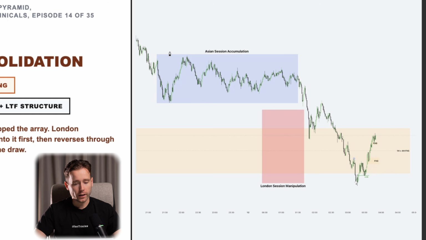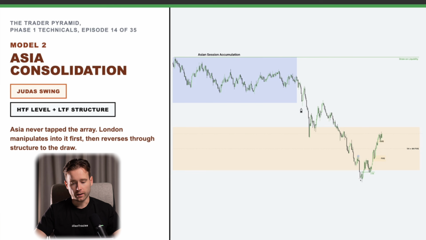If we then zoom out here, we have the Asia accumulation, then we have the London manipulation lower into the key level, and then we start potentially the distribution move higher. What could be the TP point? Well, obviously the high of this accumulation is going to be the target like this.